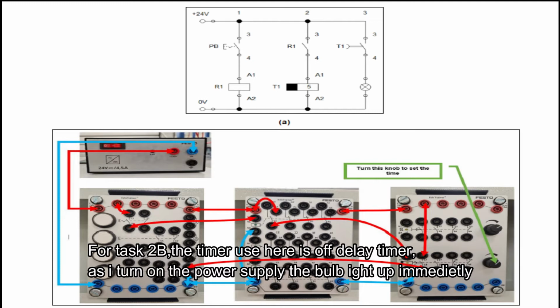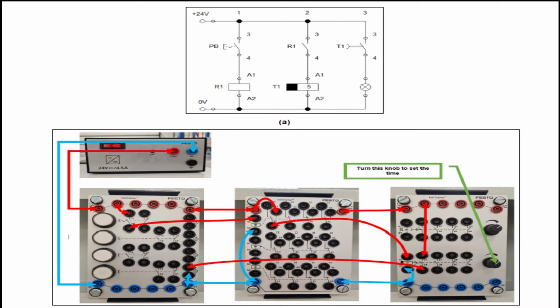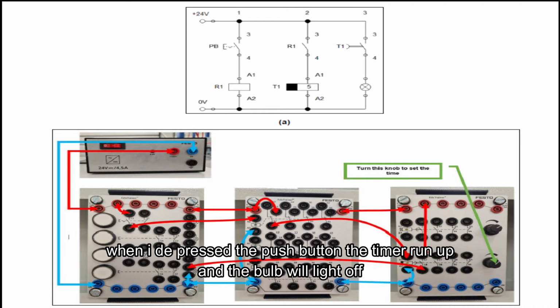As I turn on the power supply and push the push button, the bulb will light immediately. When I depress the push button, the timer runs out and the bulb will light off.